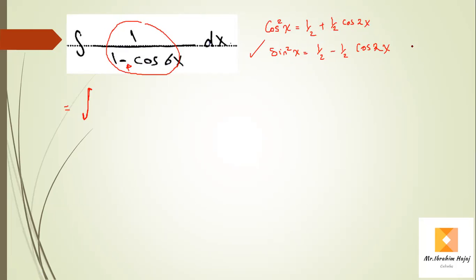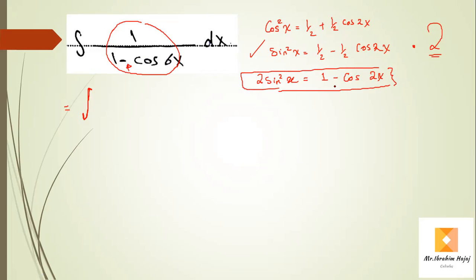But it's still not squared. Yes, I will multiply by 2. All the equation becomes 2 sine squared x equals 1, since 1/2 times 2 is 1, minus cosine 2x, since 1/2 cosine 2x times this 2 gives cosine 2x. And then for our question, we have 1 minus cosine 6x. So what should the angle be here? 2 sine squared what? 3x. Yes, we will replace 1 minus cosine 6x by 2 sine squared 3x.